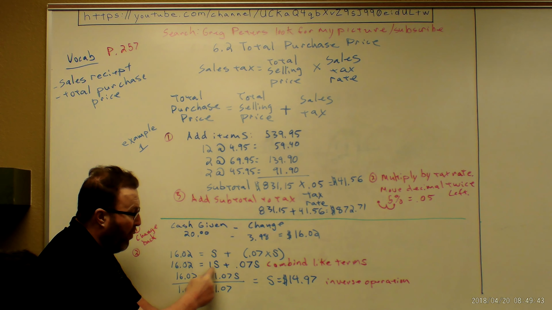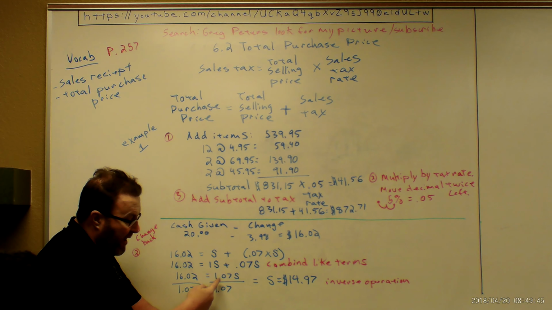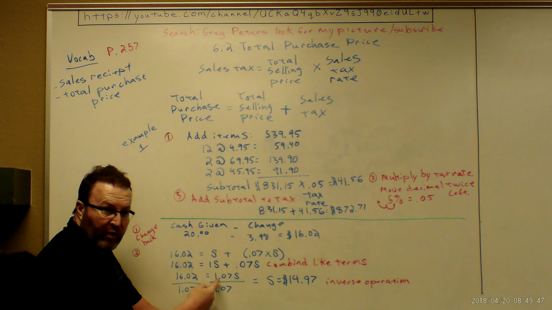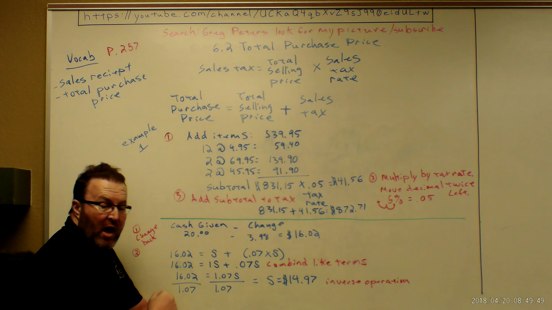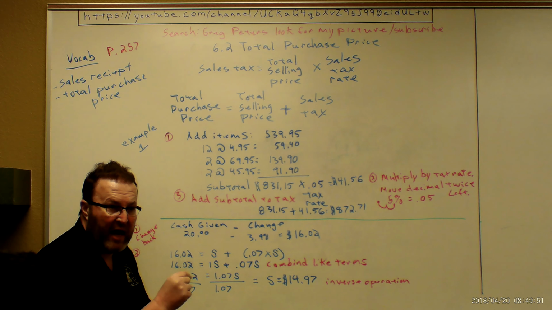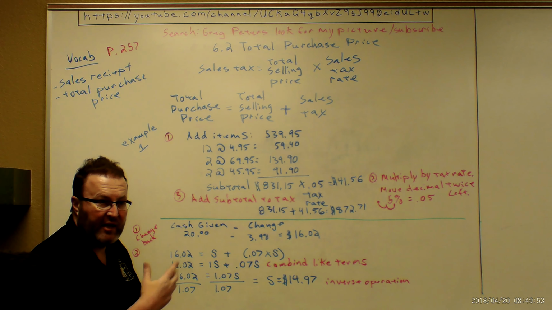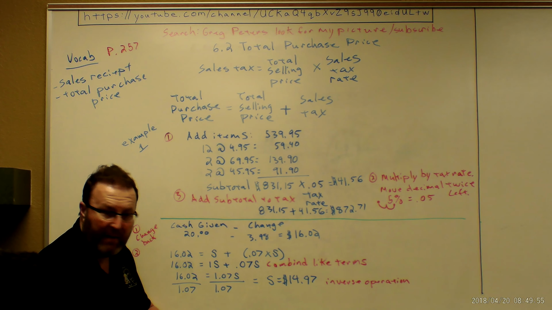Now we just add them together. We add the 1, we add the 0.07, we get 1.07 s. So this is just like 3x equals 9. We divide both sides by 3 and we solve for x, right? This is the same thing here.